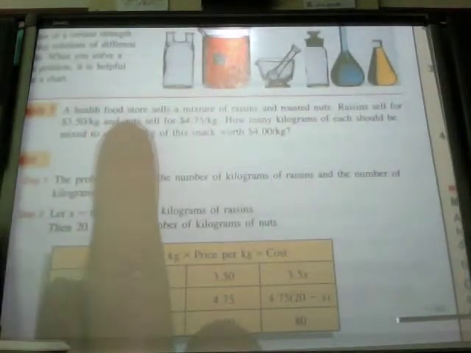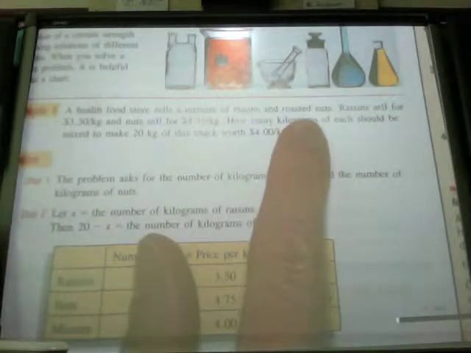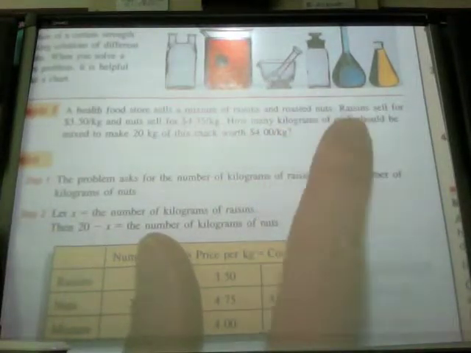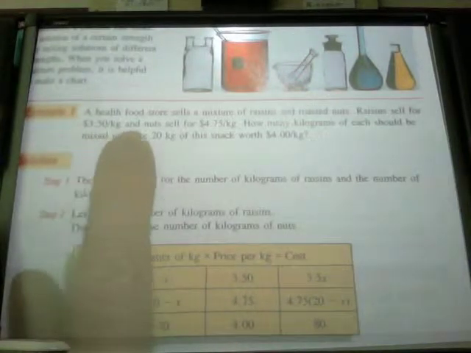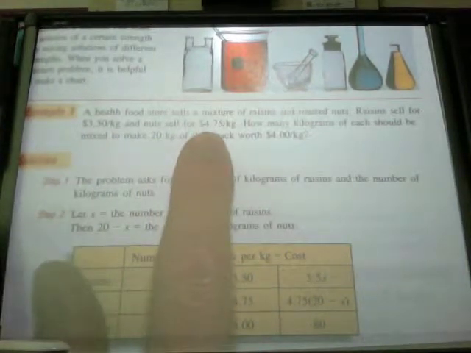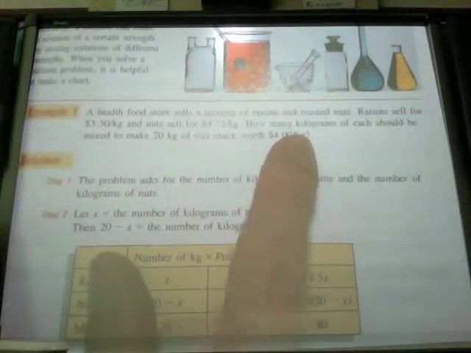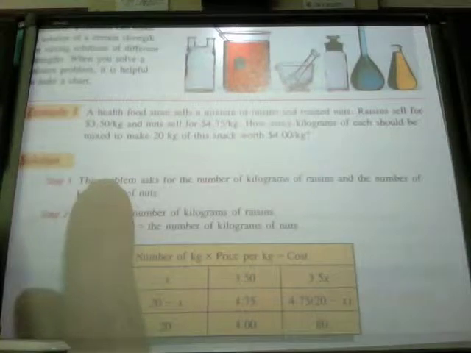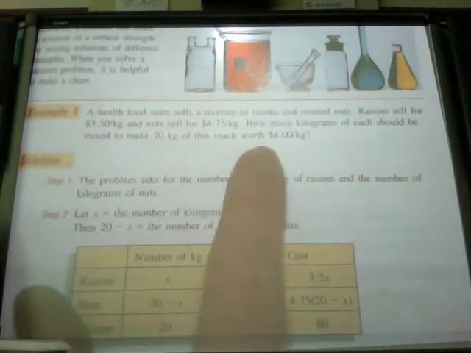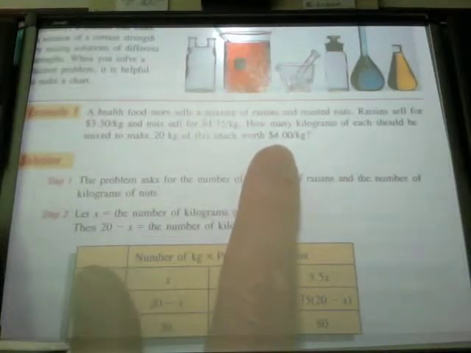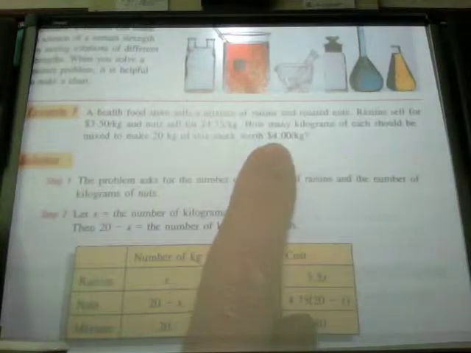A health food store sells a mixture of raisins and roasted nuts. So it's like a little trail mix they sell. Raisins sell for $3.50 per kilogram and nuts for $4.75 per kilogram. How many kilograms of each should be mixed to make 20 kilograms of this snack worth $4 per kilogram? Maybe they mix it up and they sell the mix for $4 per kilogram.